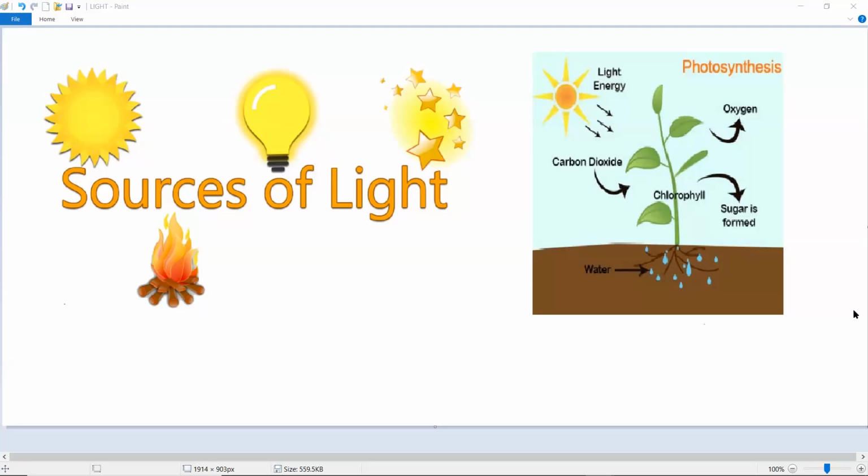Next type of energy is light energy. We can see due to light energy. It is light energy which allows us to see different colors also. The sun is a natural source of light energy. Light energy from the sun is used by plants to make their food by the process called photosynthesis.